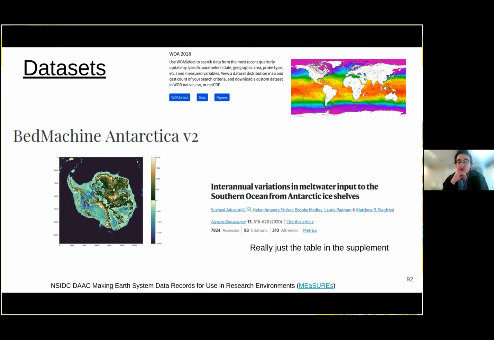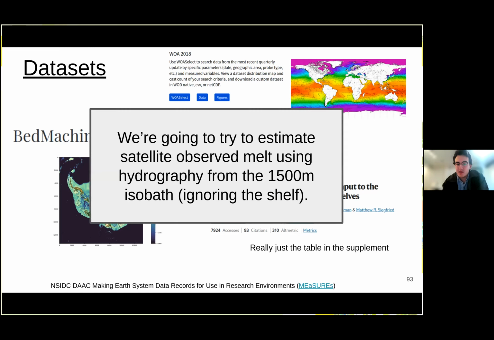And then we're going to apply our theory, and we're going to try to guess satellite-derived melt from Adusumilli et al. 2020. We're going to try to guess basal melt rate, area average basal melt rate.